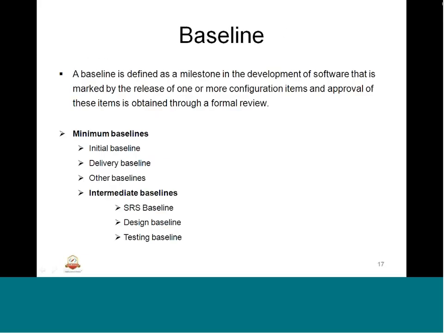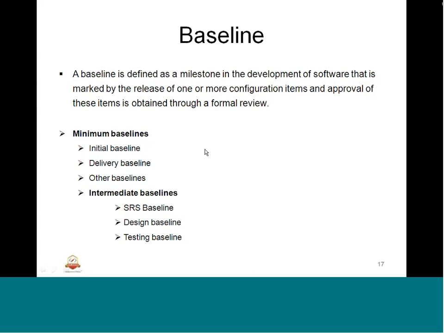It is a milestone in the development or testing of the software that is marked by the release of one or more CIs, it's a very important thing, configuration items, and it requires the approval of those items, which is going to be obtained through a review process. As we have seen in our earlier session, there is a formal review. Those review items have to be completed and closed, upon which we are going to say that the product is matured and reviewed and complete, and against that we are going to create a milestone by the name of a baseline.